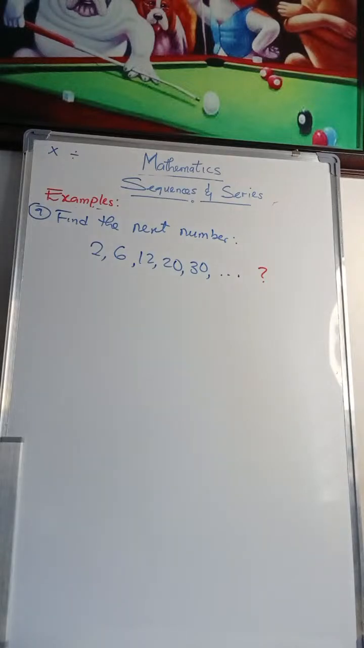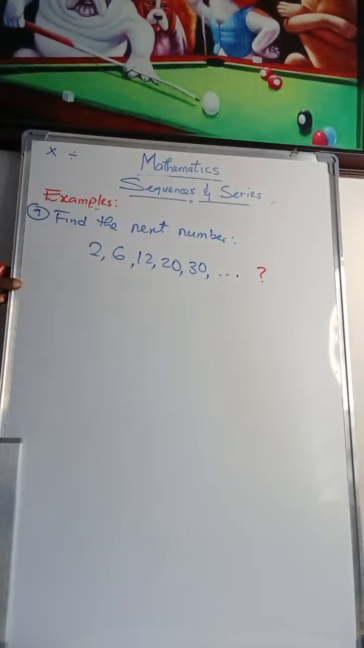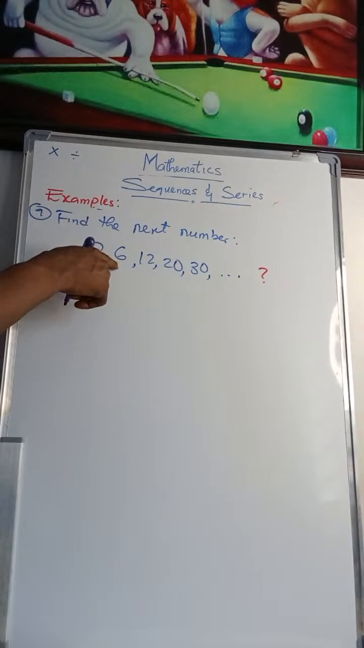Okay, somebody said 50. So how do we get 50? Let's see if this person is correct. What pattern do we have? Okay, how do we get this 6? 2 times 3 will give us 6.